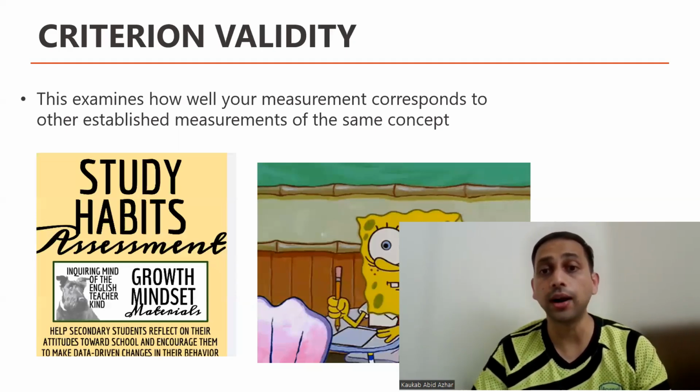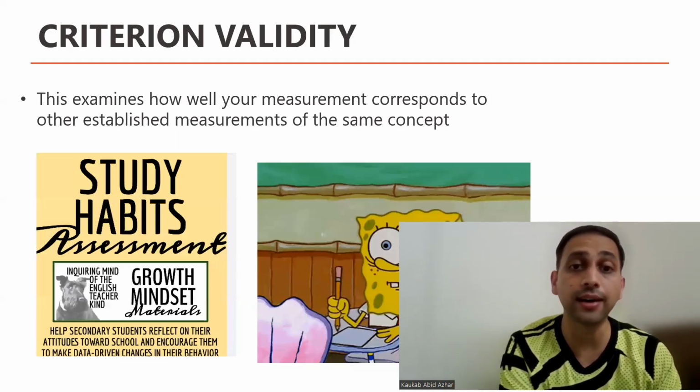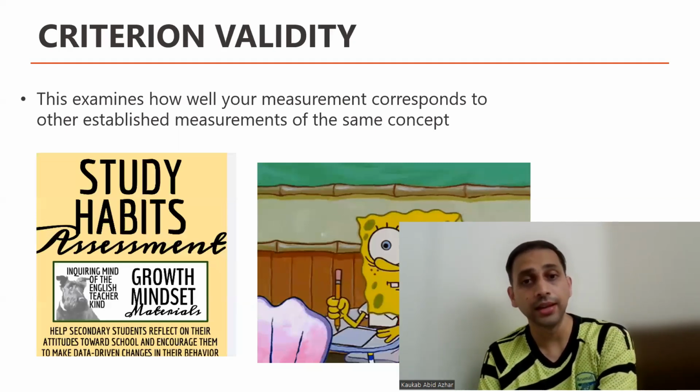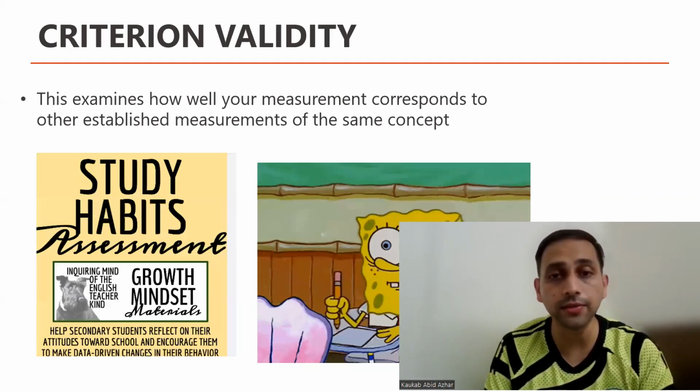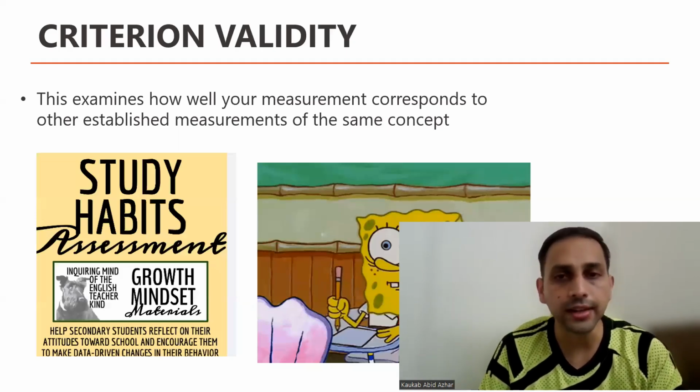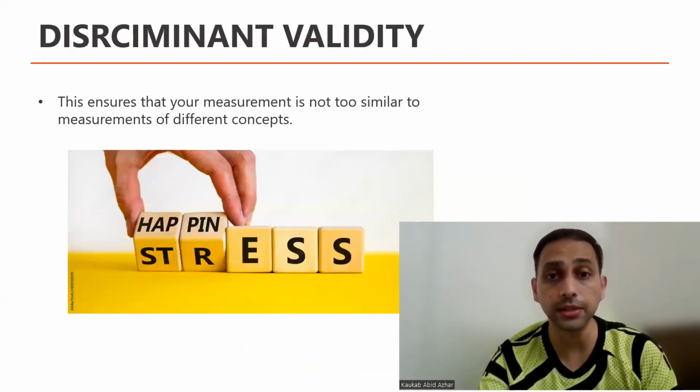If students who score high on your survey also tend to get high grades on their exams, your survey has high criterion validity. If there is no clear link between survey results and the exam scores, your survey might not accurately measure effective study habits.